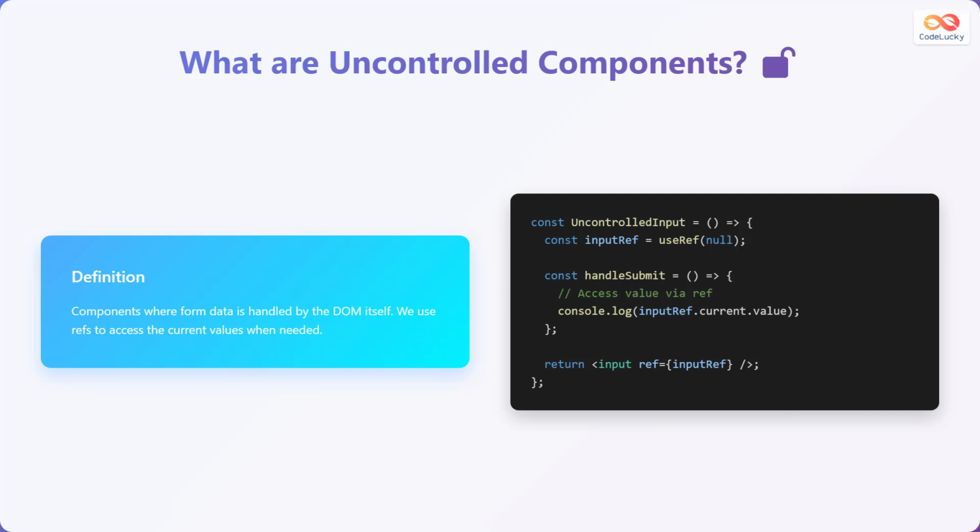We declare a functional component called uncontrolled input. Inside, we use the useRef hook to create a ref called inputRef. In the handleSubmit function, we access the current value of the input using inputRef.current.value. In the return statement, we render an input element and attach the inputRef to it using the ref prop.